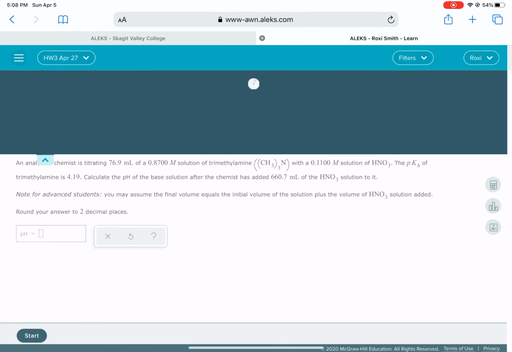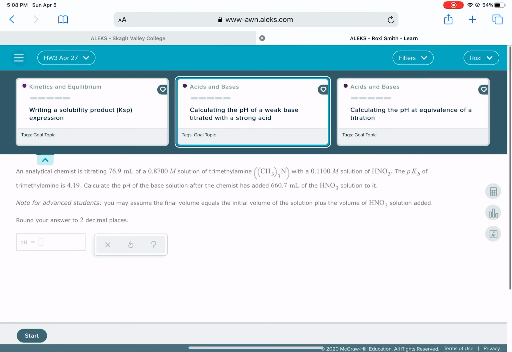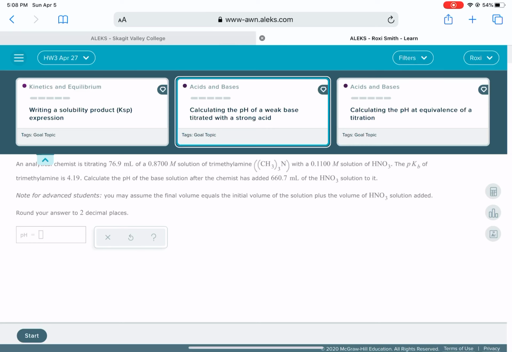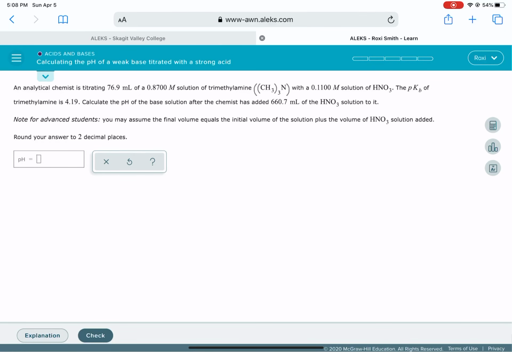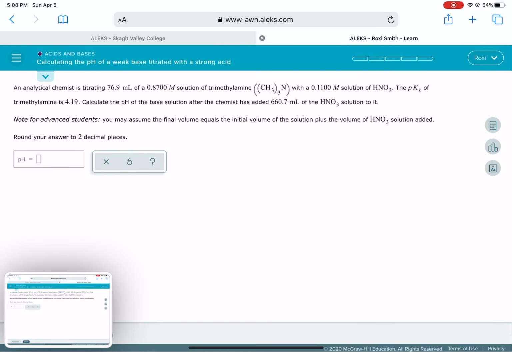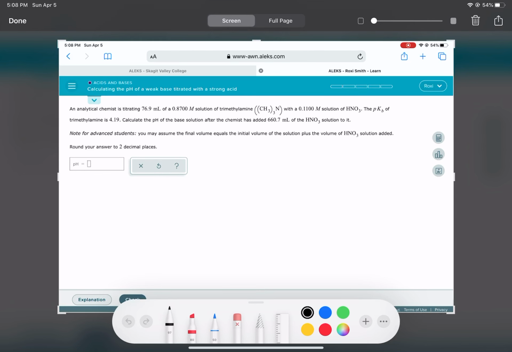Here is another ALEKS problem from homework 3. This time we're calculating the pH of a weak base with a strong acid. This is the first time we're doing weak base with a strong acid. We've done a lot of weak acid with strong base, but remember I told you that we're going to take the exact same strategy. We're not going to do anything differently for this problem at all.